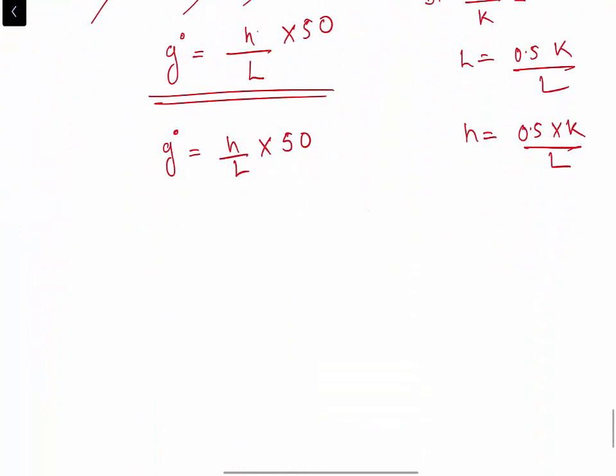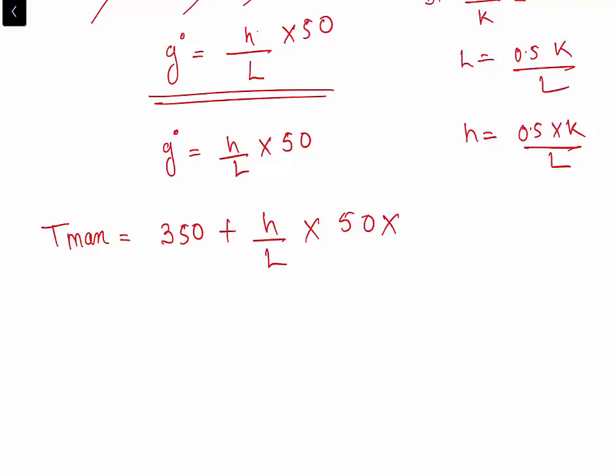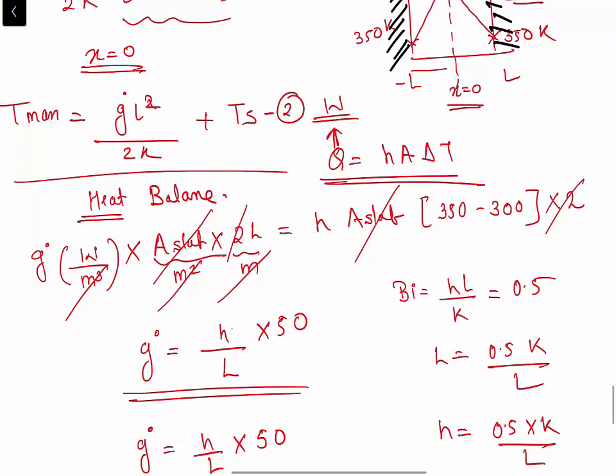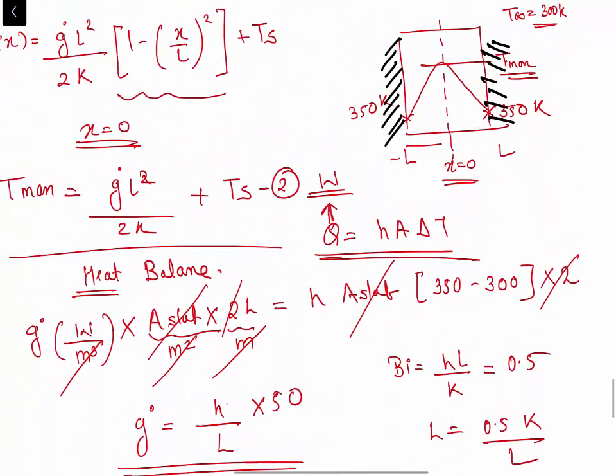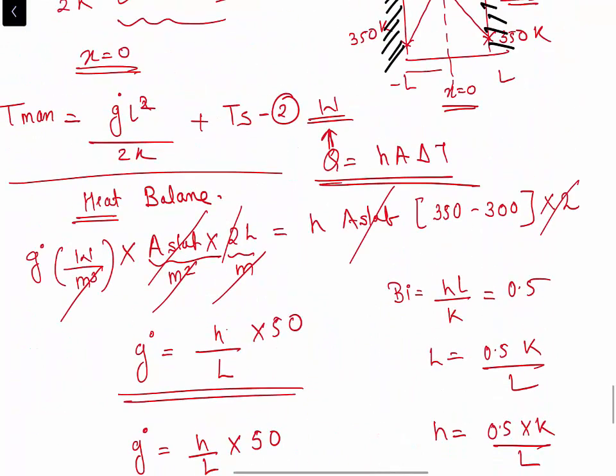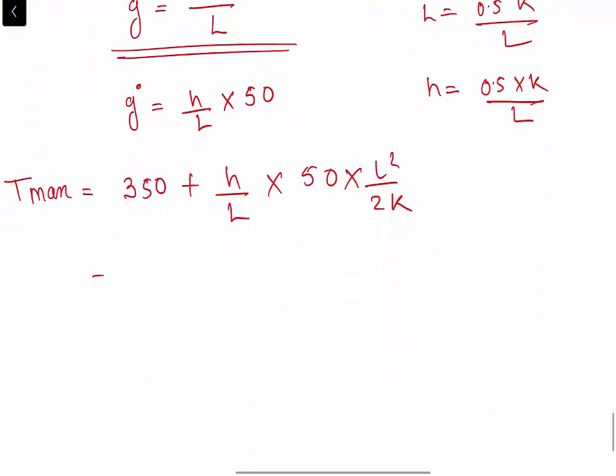So we have to put this T max equals 350 plus H by L into 50 into L square by 2K. Okay, so we have put this G L square by 2K, and in place of G we have written this, and T max we have written 350. So we have HL by K. Okay, you have all the terms here. This is H, L and this K.